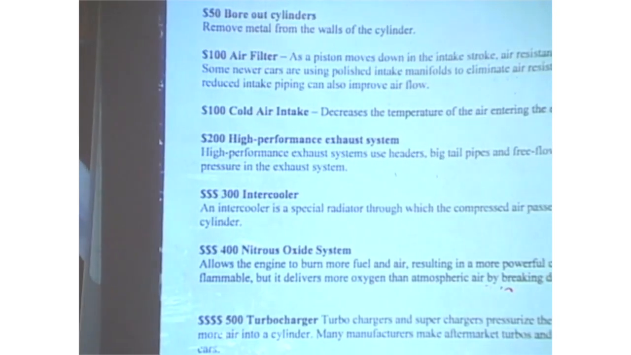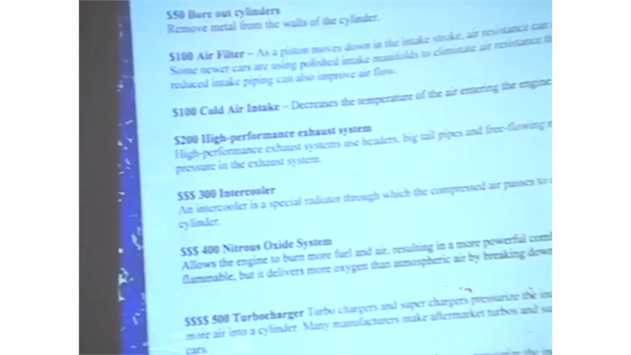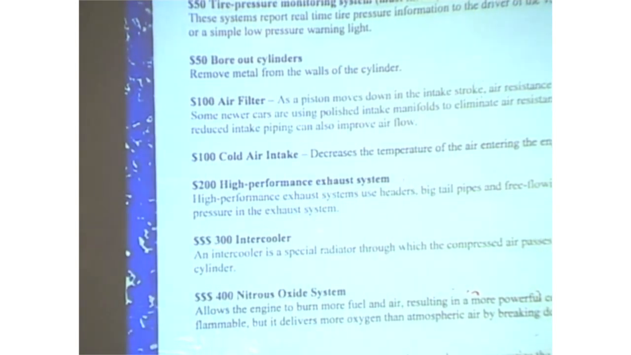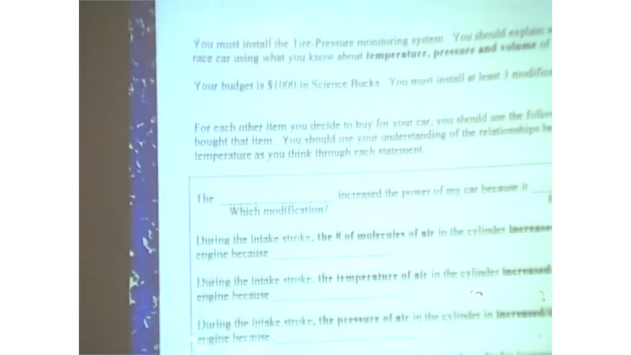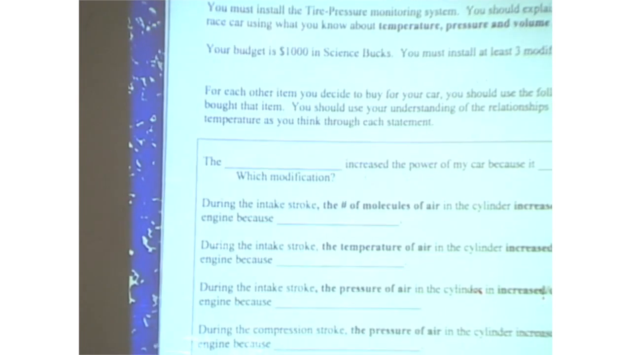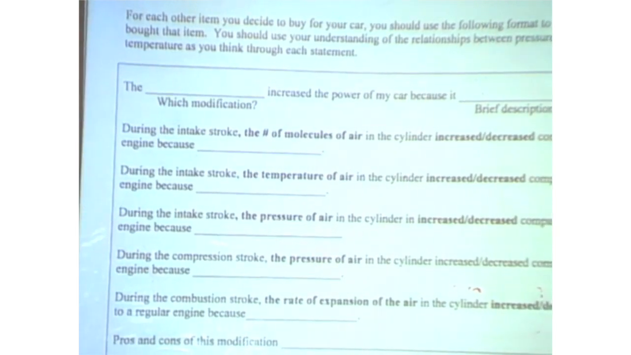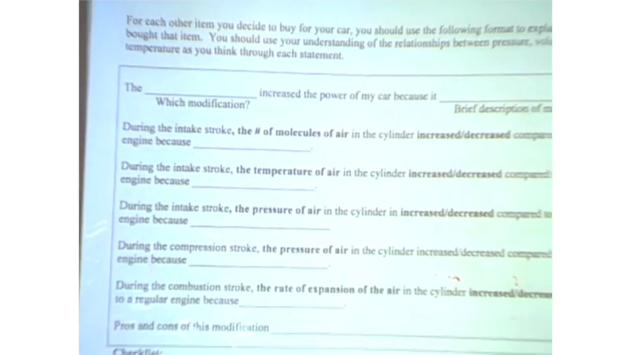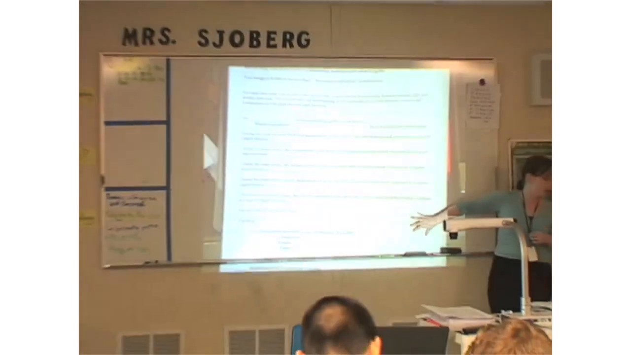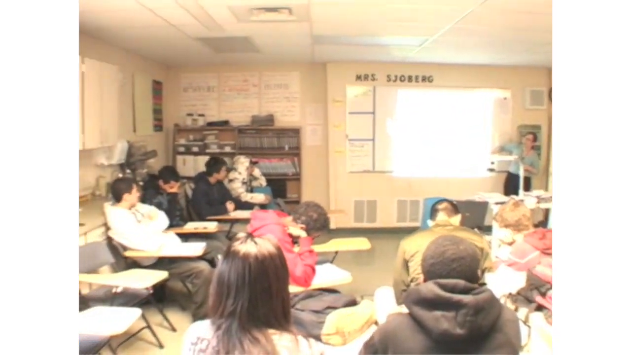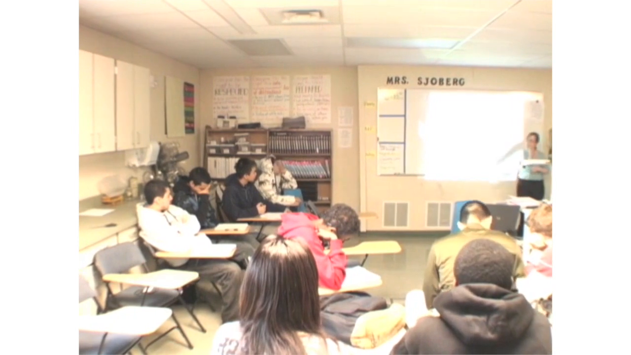So you're probably going to want to pick one of the higher priced items and then a couple of the lower priced items. Or pick all of the lowest price items, or pick all of the highest. Maybe. Okay, so for each item you decide to buy for your car, you should use the following format to explain why you bought the item. You're going to be on a poster with your group using this format to explain why you would get it.